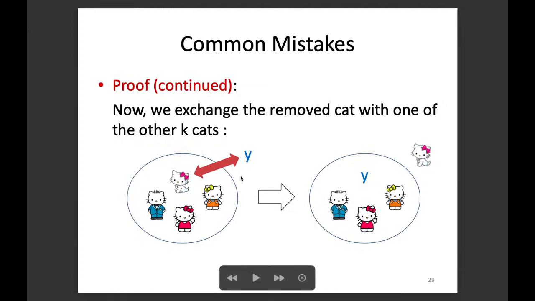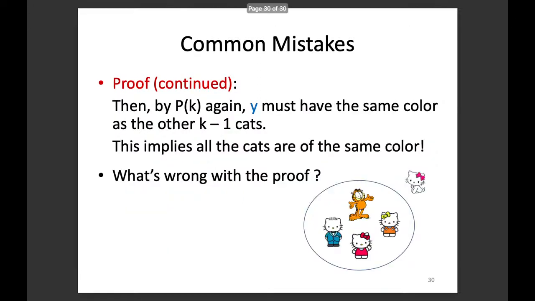And now what comes next is we find a cat here, and then we switch it with Y. So after switching, Y is now back. When we switch it with Y, we will have this cat out and then Y inside. Now again, this group of cats are just K cats. So we assume that PK is true, so they must all be of the same color. So these cats have the same color. Y is also of the same color, so everyone is of the same color. So we have now just shown that all the cats are of the same color.